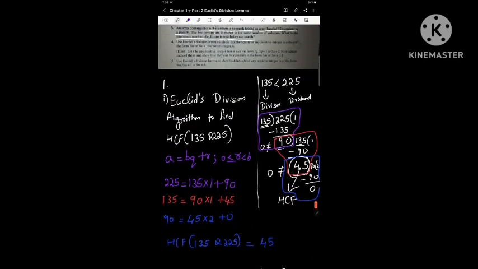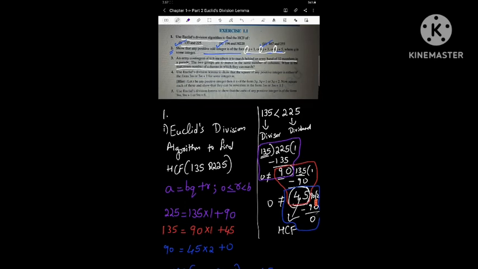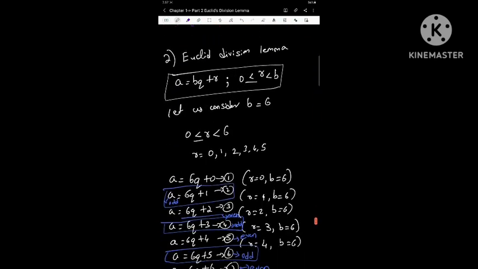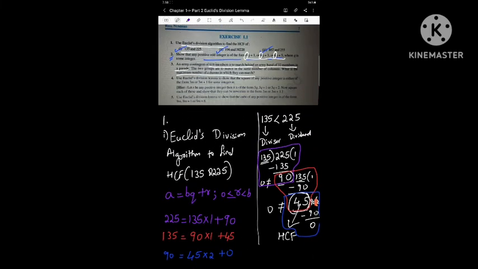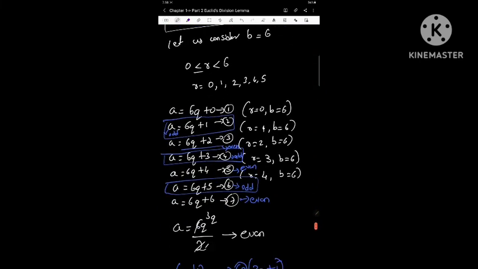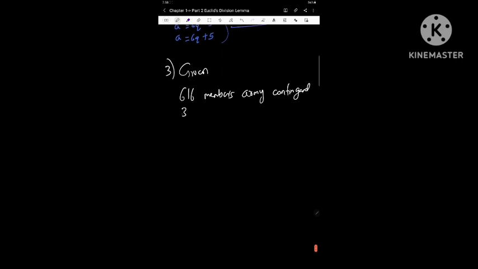616 members of army contingent, right? And the army band is of 32 members. Let's understand the question.